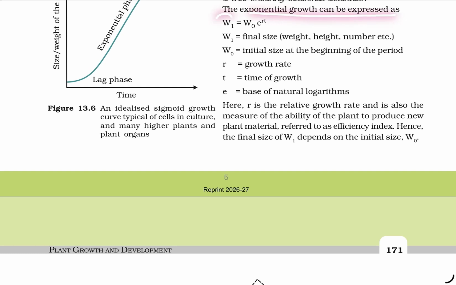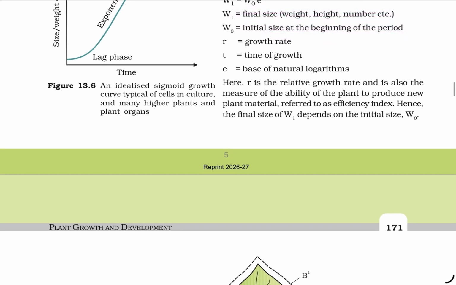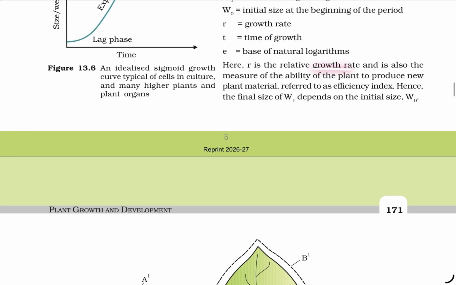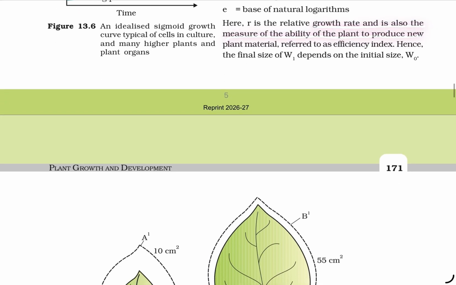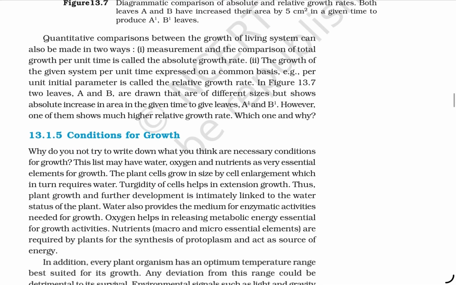Now, exponential growth can be expressed as W1 = W0 e^(rt), where W1 is the final size, weight, height, or number, W0 is the initial size at the beginning of the period, r is the growth rate, t is the time of growth, and e is the base of natural logarithms. r is the relative growth rate and is also a measure of the ability of the plant to produce new plant material, referred to as the efficiency index. Hence, the final size W1 depends on the initial size W0.